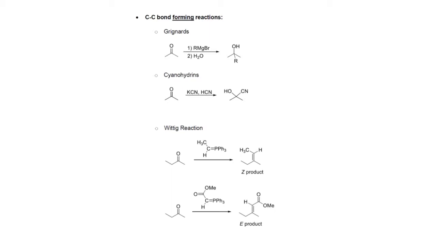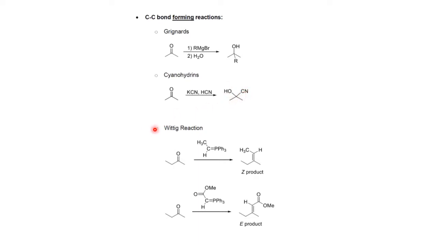We talked about several different carbon-carbon bond forming reactions, including using Grignards with aldehydes or ketones to make alcohols, as well as a new carbon-carbon bond. We learned about cyanohydrin formation, and that's going to involve potassium cyanide as well as HCN, and it'll create the cyanohydrin, which includes an alcohol group as well as a cyano group.